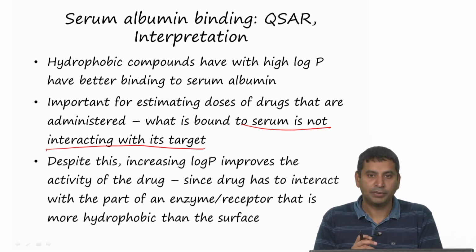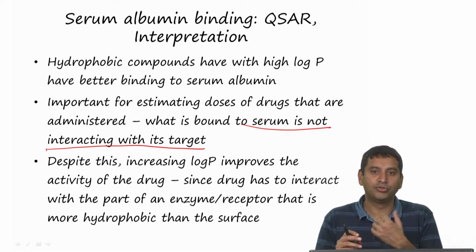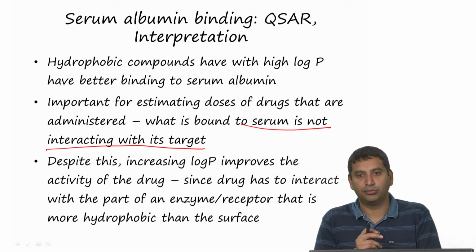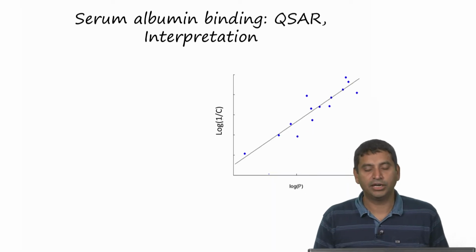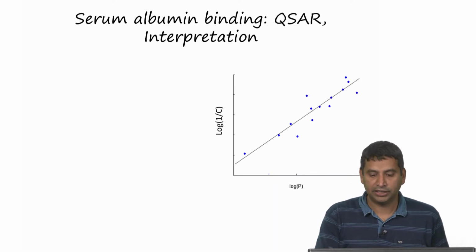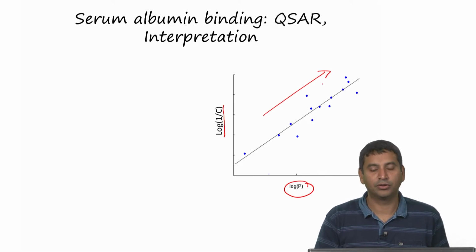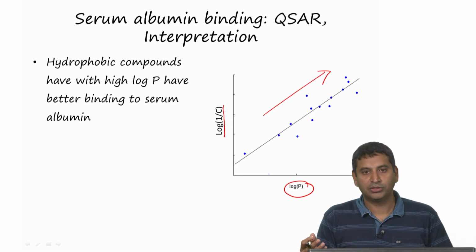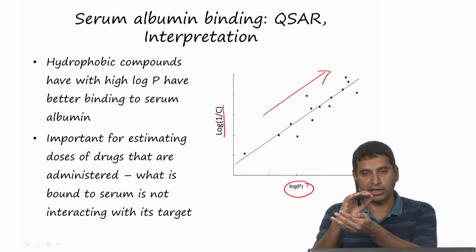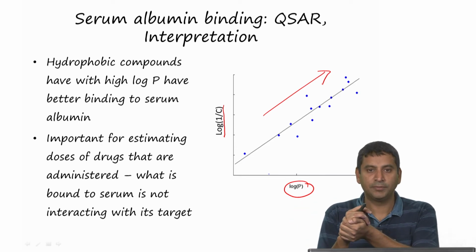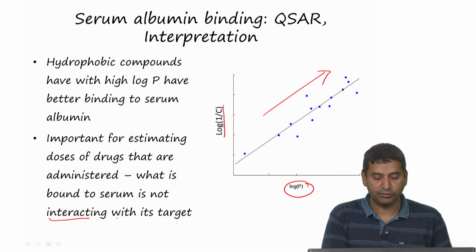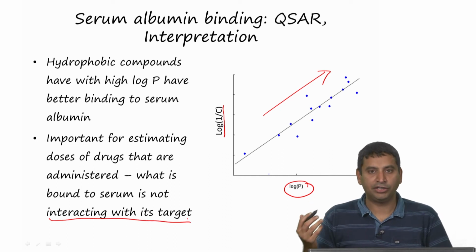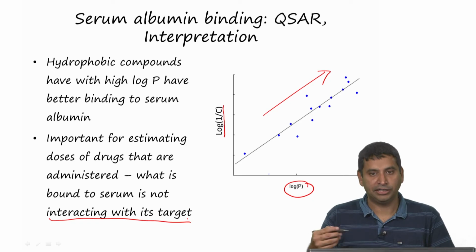So, despite this, increasing the logP actually improves the activity of the drug in many cases we observe. In the case study that we looked at, which is serum albumin binding, we find that as the hydrophobicity of the molecule goes up, the activity of the compound goes up. This is understandable because you have serum binding to hydrophobic molecules, but the problem is that if serum is going to bind to your molecule, there is less molecule interacting with its target. So, this is something that one needs to keep in mind while we are developing and designing new molecules.